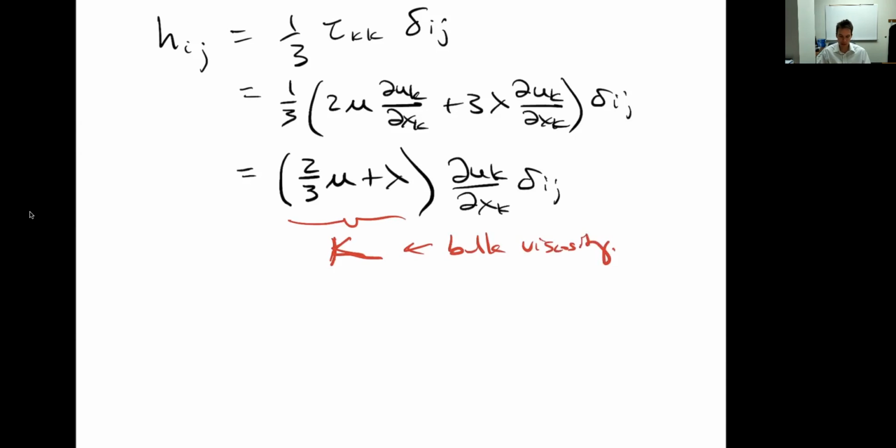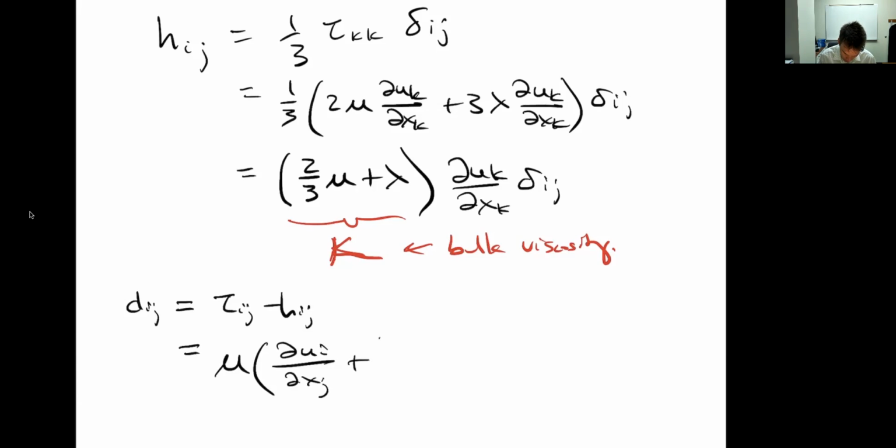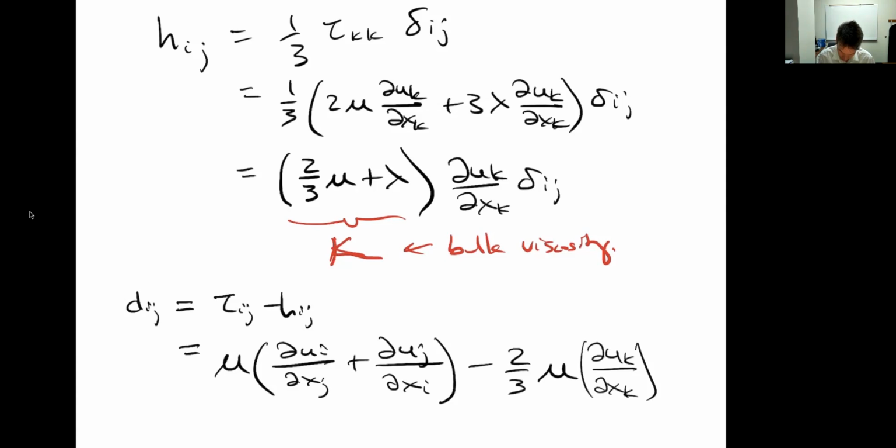All right, and what's left is the deviatoric component. So the deviatoric part is equal to my original stress tensor minus the hydrostatic component, and that just becomes mu times dui dxj plus duj dxi, minus 2/3 mu duk dxk delta ij. Okay, so that's what I have.